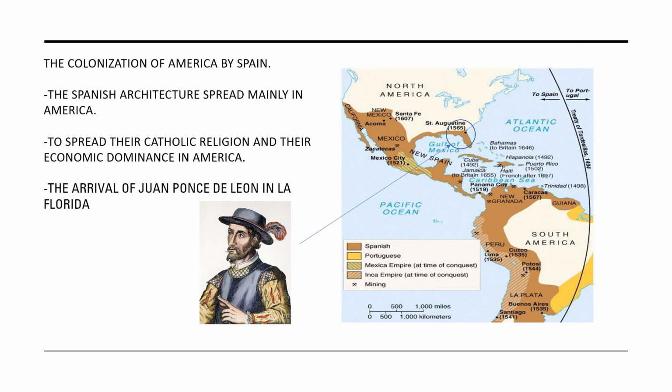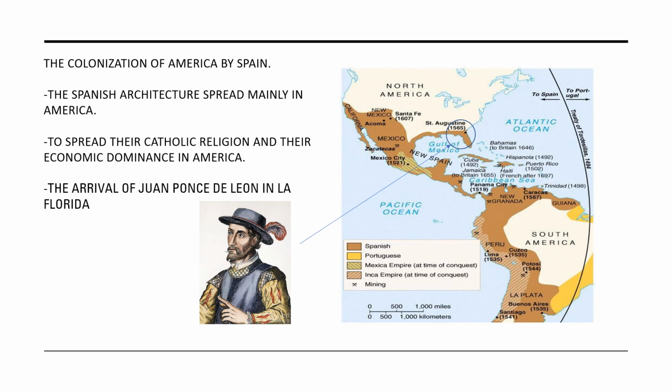The spread of Spanish architecture in America began after the colonization of America by Spain. Before the arrival of the Spanish in America, Americans had their own civilizations that were made up of unique architectural traditions. After contact with Spain, their traditions were mixed with those of Europe, and therefore much of the Spanish architecture spread mainly in America.